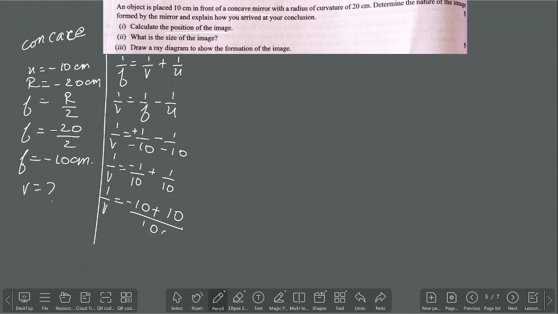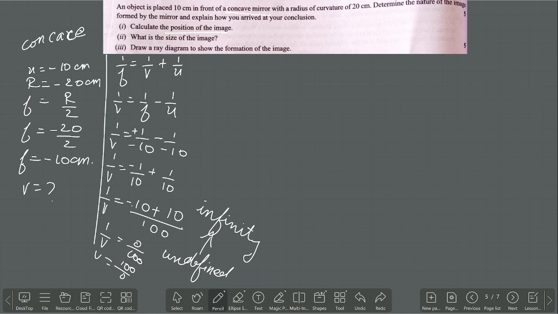by 100. So 1 by V is equal to 0 by 100. So V is equal to 100 by 0. 100 by 0? Not 0. Undefined. We can't define that one. That means it represents over here the image is formed at the infinity position. So directly you can say based upon the diagram itself.